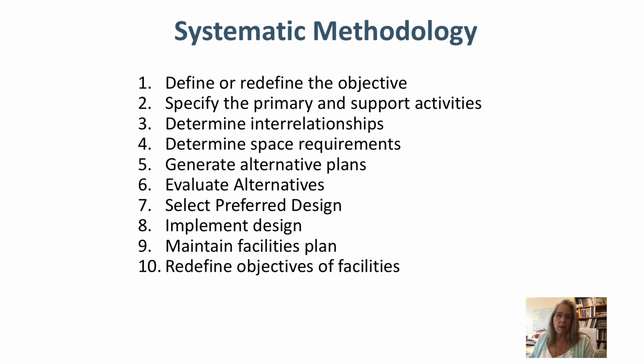So this is the systematic methodology that we use, which is to first define or redefine the objective, specify the primary and support activities, determine interrelationships between activities, determine the space requirements for each activity, generate alternative layout plans, evaluate those, then select the preferred design. And then the last three steps are sort of ongoing. You implement it, you maintain the facilities, and you then redefine objectives for the facilities if necessary. So I'm going to go through each of these steps in a bit of detail. But there are also many videos that look at this particular process in even greater detail.